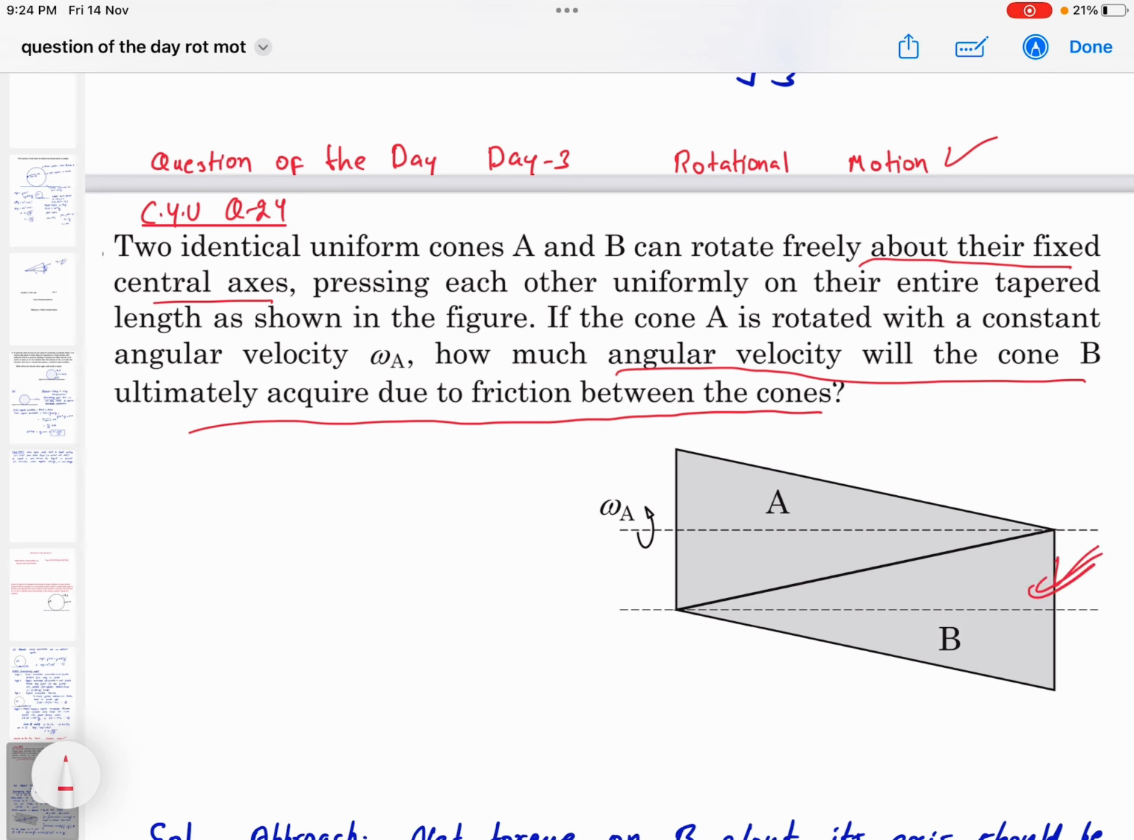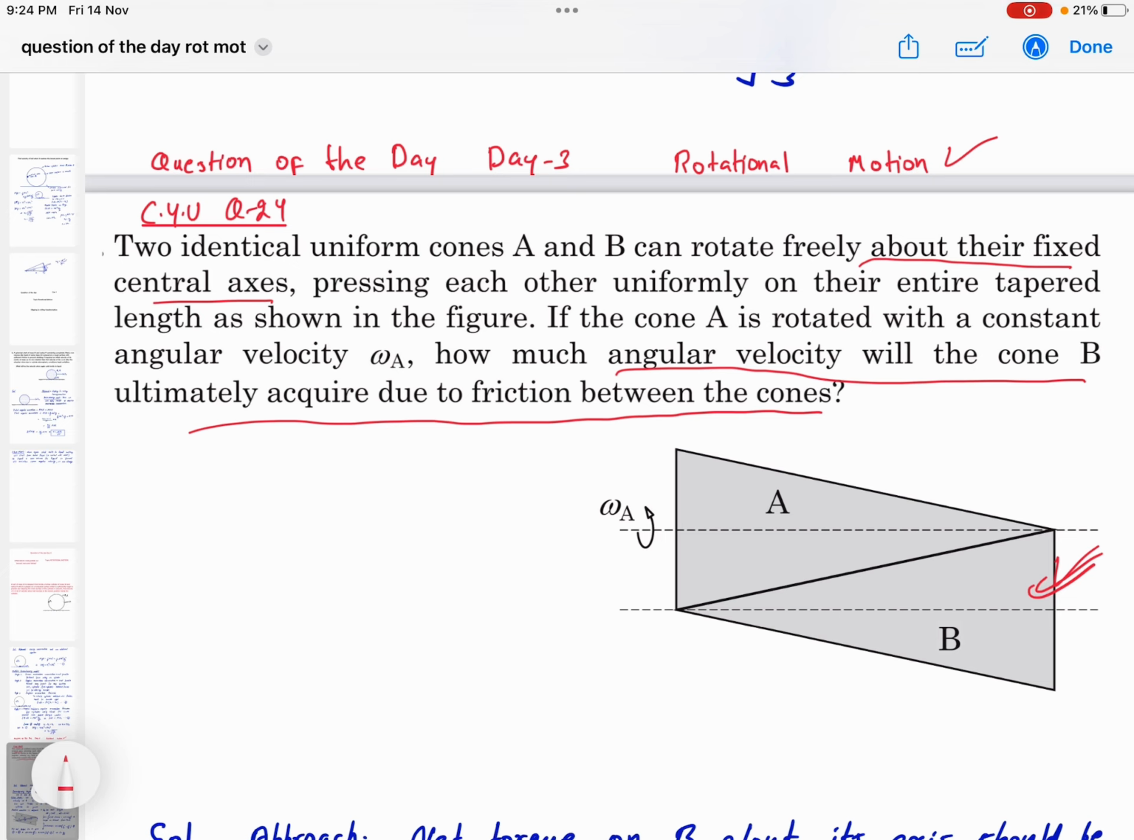Pause your video for 2 minutes and try this question. You can give yourself at least 3 to 4 minutes. It is a very good question. Now let's discuss the detailed solution of it.